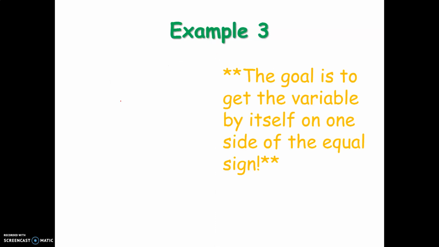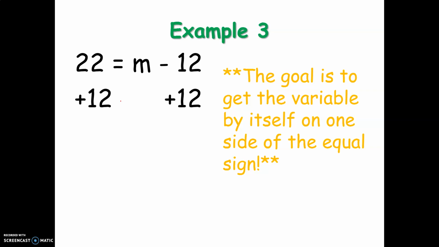All right, let's look at example 3. 22 is equal to m minus 12. Our goal, once again, is to isolate the m. Now this time, our variable is on the right side of the equation, so we must move the minus 12 that is on the right side with the variable m. The opposite of subtracting 12 is to add it, so we will add 12 on both sides of the equation. On the right-hand side, the negative 12 plus 12 makes 0. And on the left-hand side, 22 plus 12 makes 34. So m is equal to 34.